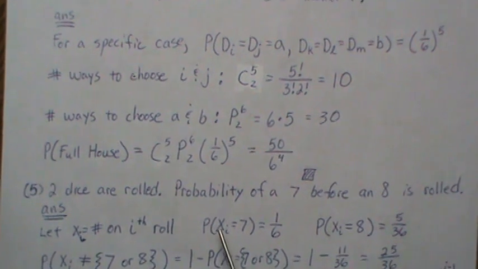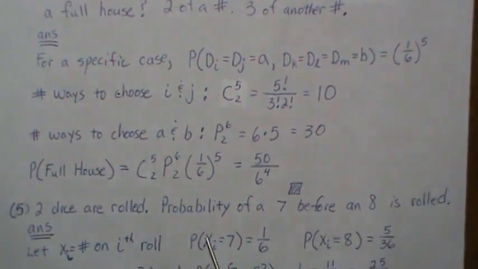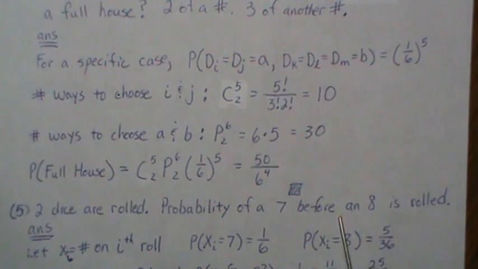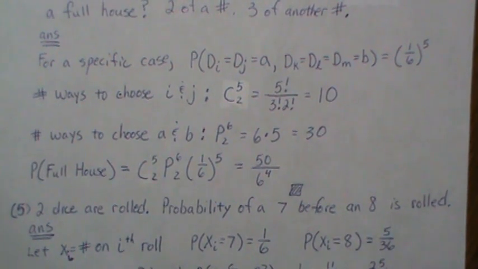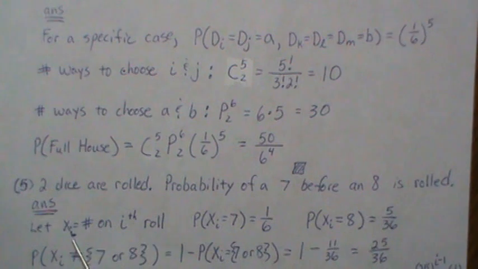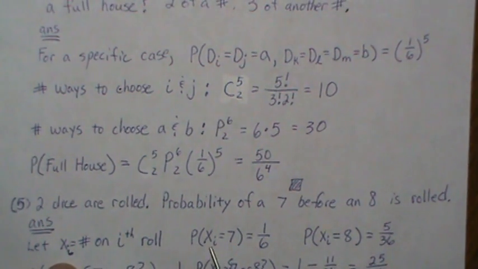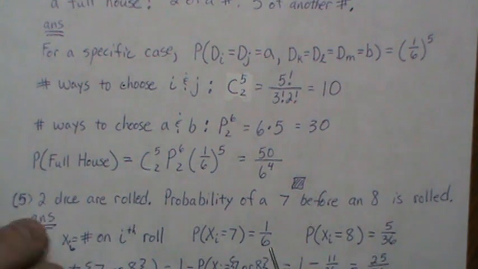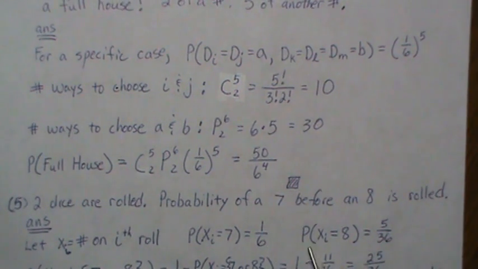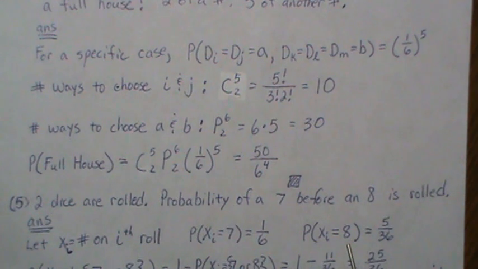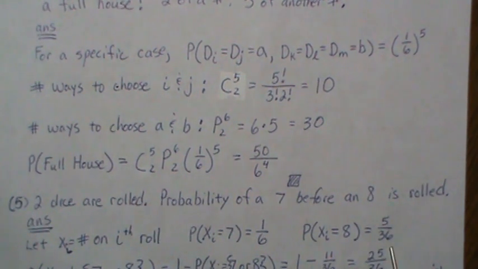Now the 5th problem, 2 dice are rolled. What's the probability of a 7 before an 8 is rolled? So let's let xi be the number on the ith roll, right? And since any given roll is independent from the other, they're the same. So the probability that the ith roll is a 7 is 1/6, right? 6 over 36, which reduces to this. Now the probability on any given roll that it's an 8 is 5 over 36.